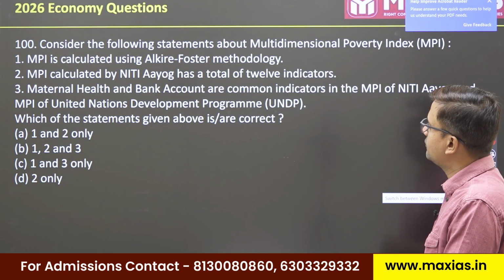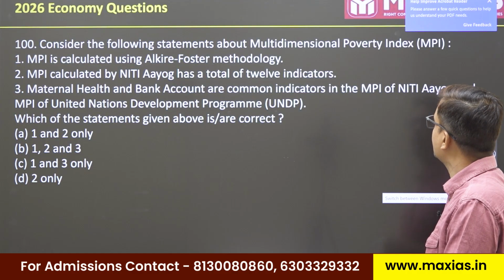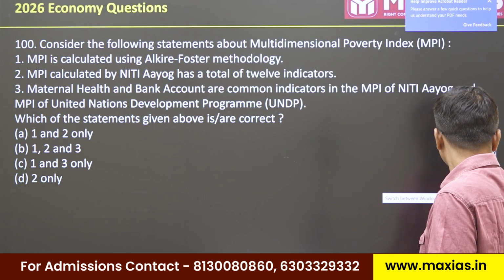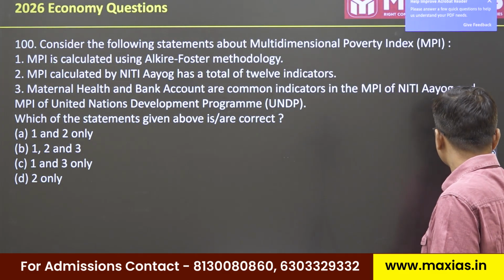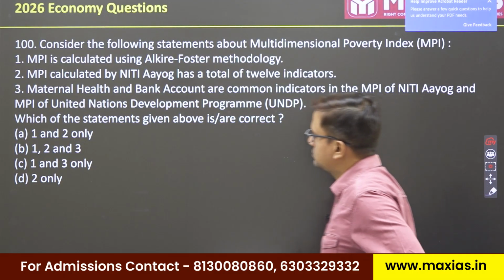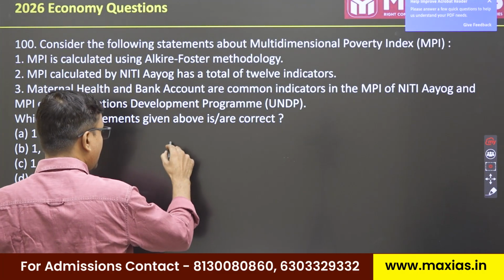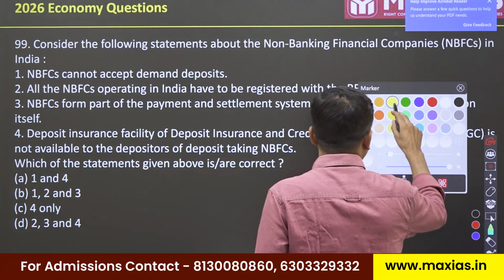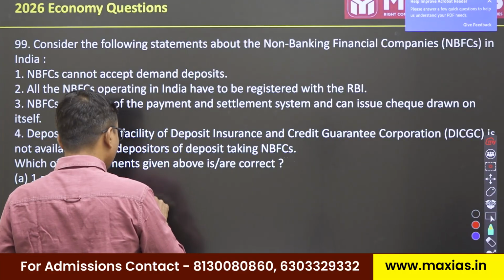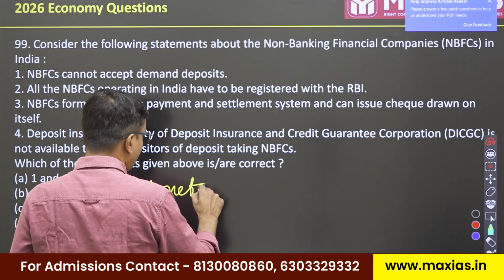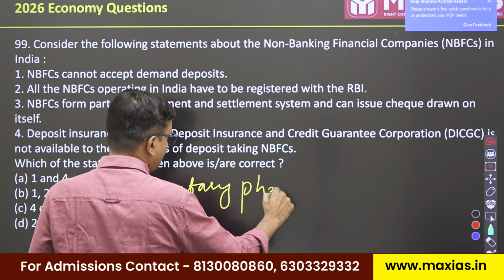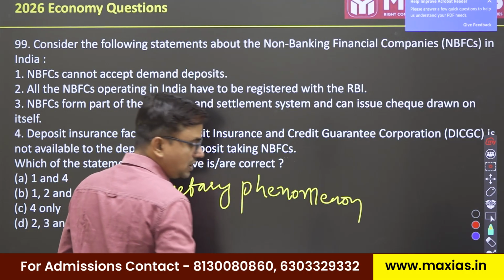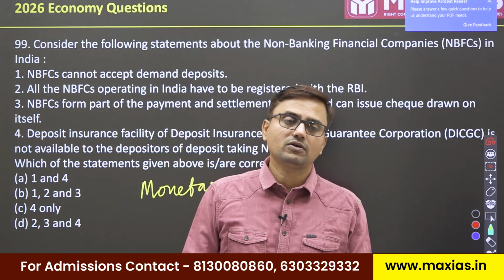Last question. Consider the following statements about the multi-dimensional poverty index. Earlier, poverty was considered a monetary phenomenon. Meaning, if you are having less money, you are considered as poor.